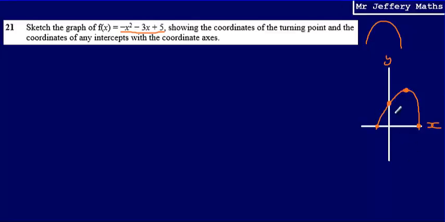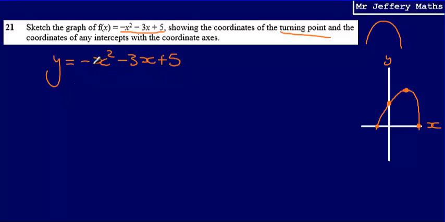So with that in mind, the first thing we're going to deal with is the turning point. So we're going to look at this turning point to begin with, and to do this we're just going to write out the equation. So it's y equals negative x squared minus 3x plus 5. Now in order to work out the turning point, the maximum point on this graph, I have to complete the square for the quadratic.